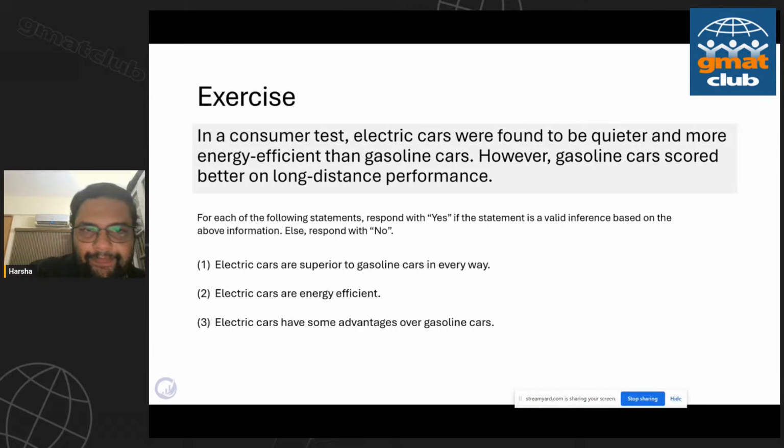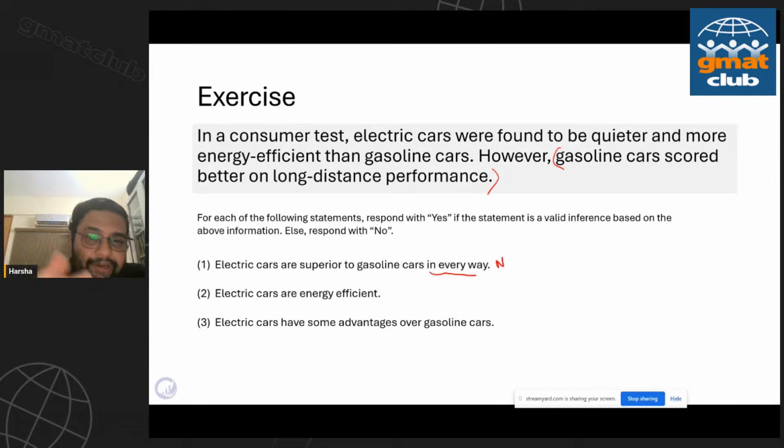The data is very clear. I'm telling you that electric cars were found to be quieter, they're found to be more energy efficient than gasoline cars. And of course, gasoline cars scored better on something else, long distance performance. So one is clearly a no. Electric cars are superior to gasoline cars in every way. No, I've actually given you data to say that that's not the case, right? This is a clear no.